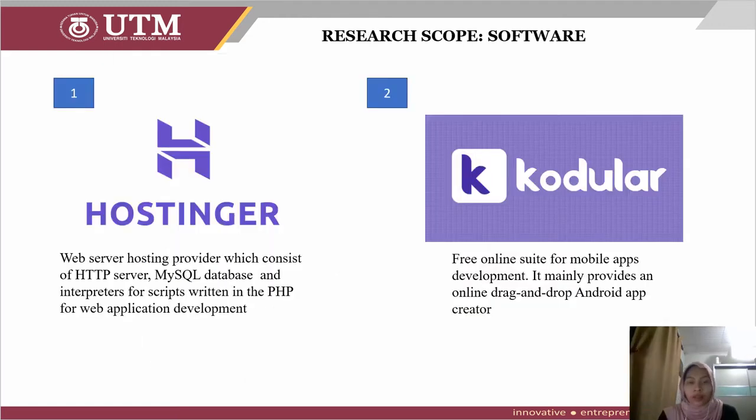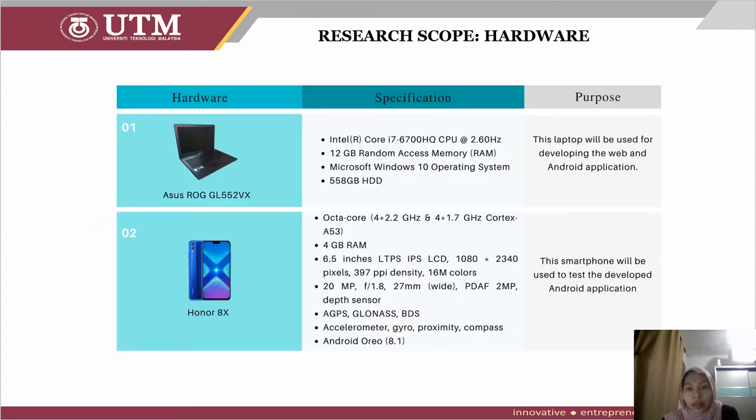For the software that helps in the development of this system, I use Hostinger, which is a web server hosting provider, consisting of an HTTP server, MySQL database, and interpreter scripts such as PHP. For the Android development, I use the Cordilas application, which is a free online suite for mobile app development. It mainly provides a drag and drop Android app creator. And this is the hardware used in the development process, which is my main laptop and also the Android phone for the Android development.